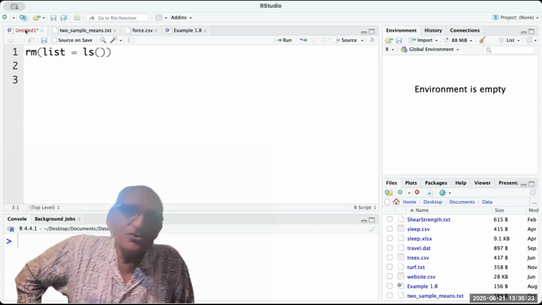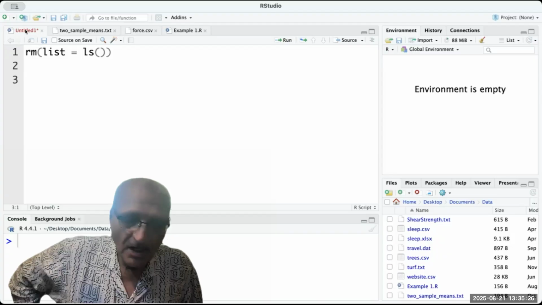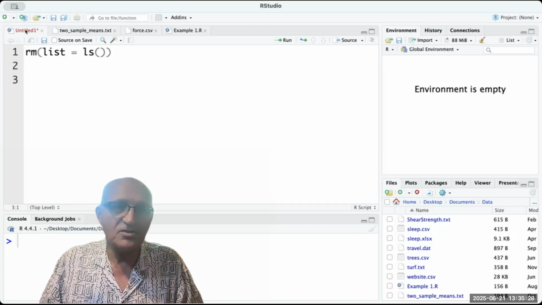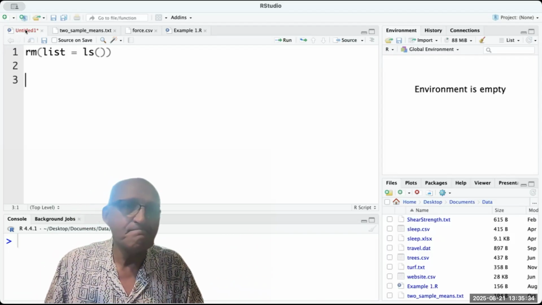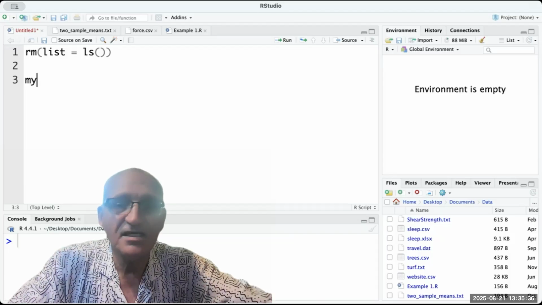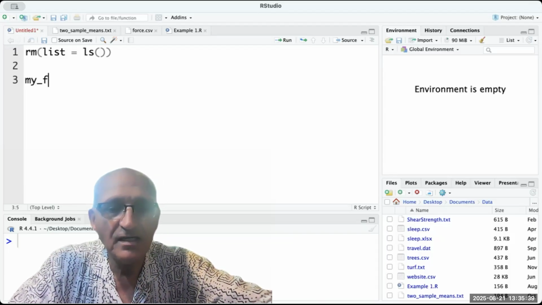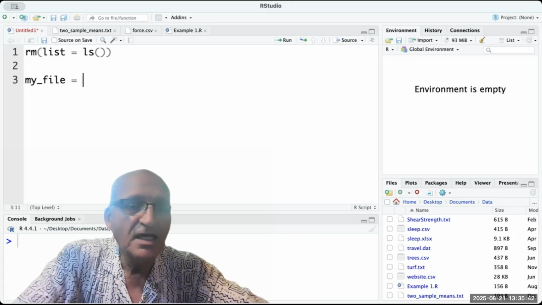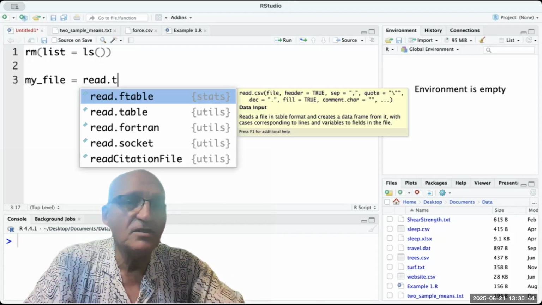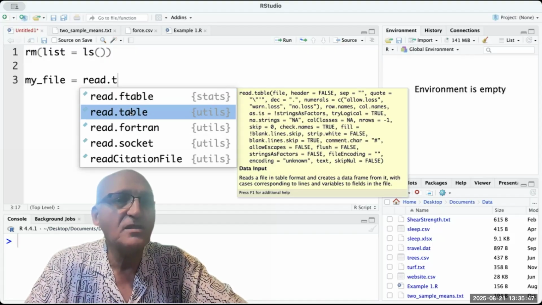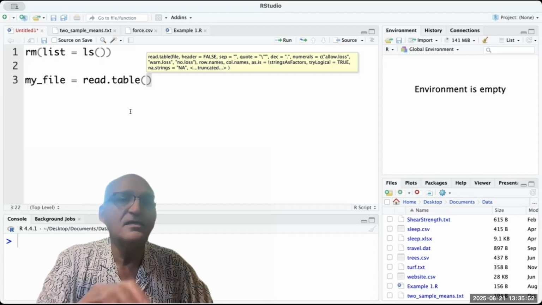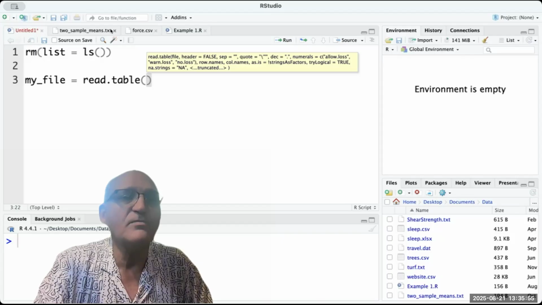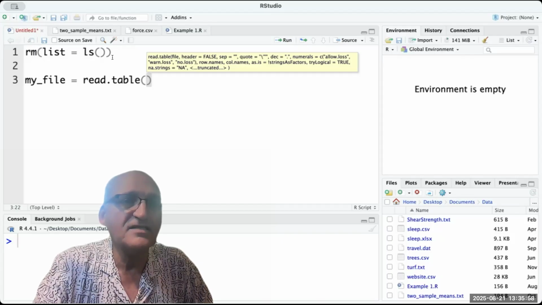But first, I want to upload this in the memory, so I can create my own variable. I'm going to call it, for example, my data or my file or anything. Okay. So I'm going to say my file equals read.table, which is this one. When I read.table, it means I'm reading a text file. It's not a CSV like the next problem, but this one is a text. So with the text, you use table. With the CSV, you use CSV.